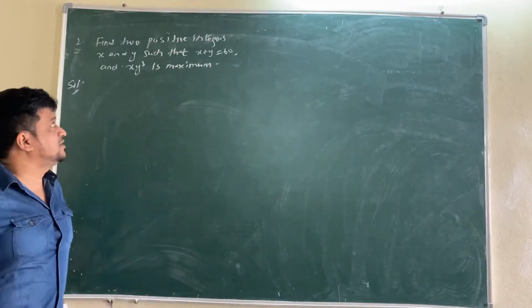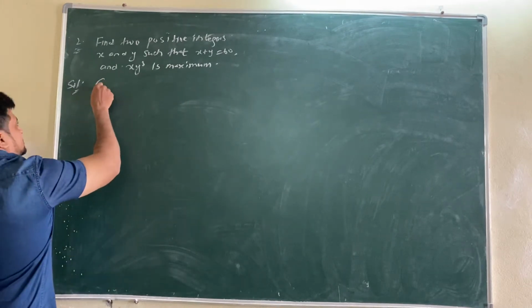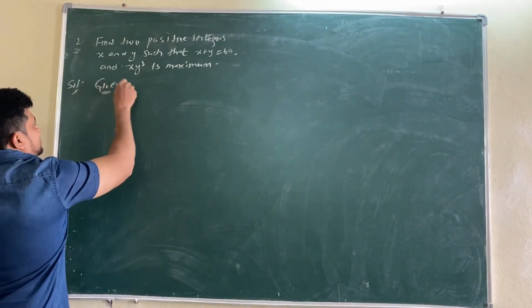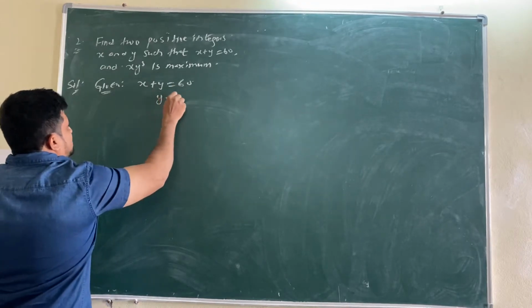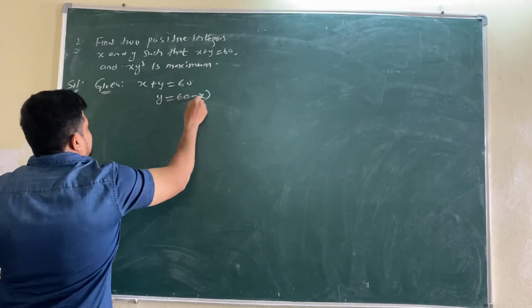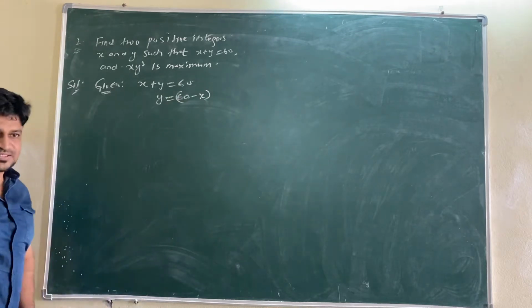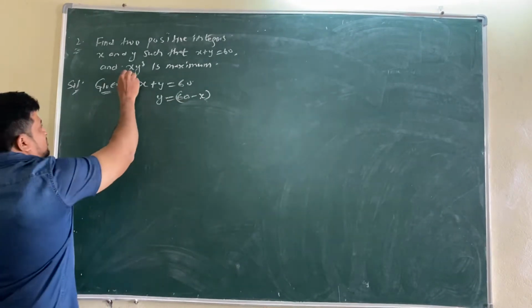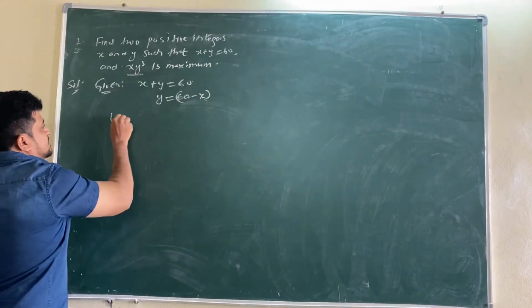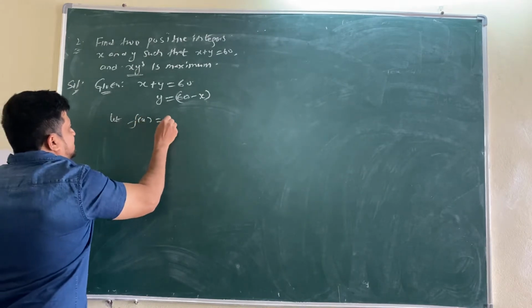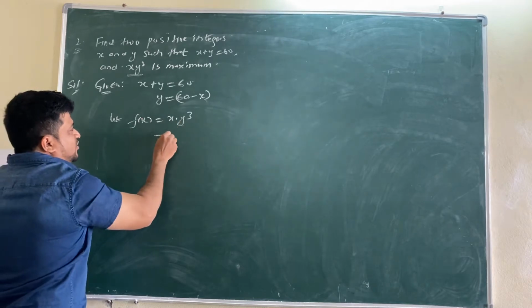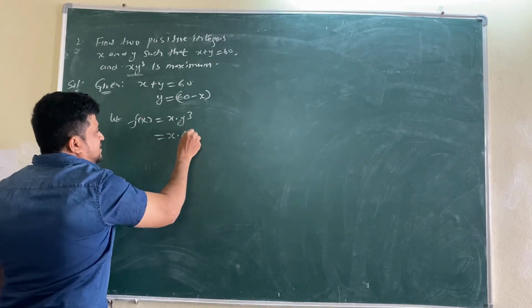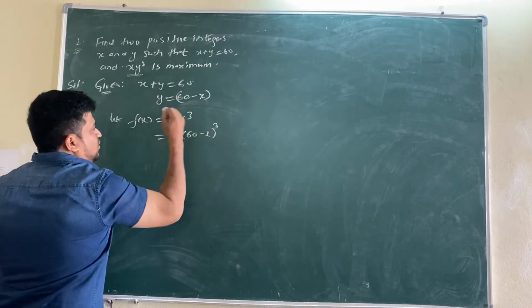What they have given: the first equation is x plus y equals 60. So immediately you should equate y from this one. Y is 60 minus x. Now what do we have to maximize? That is f of x, x into y cube. Because this is f of x, we substitute whatever value of y we have considered, that whole cube.